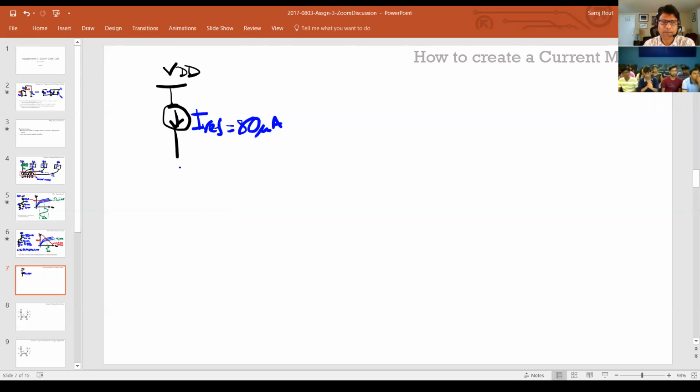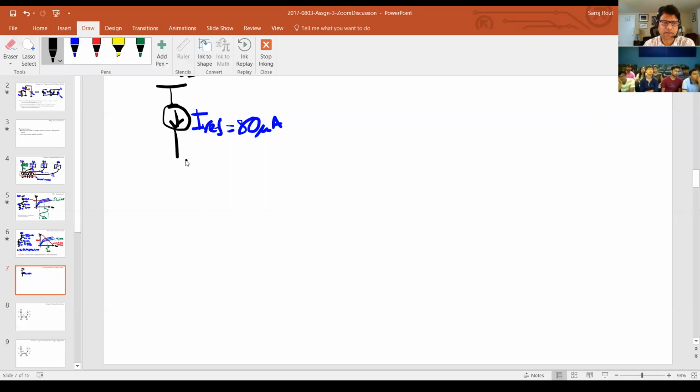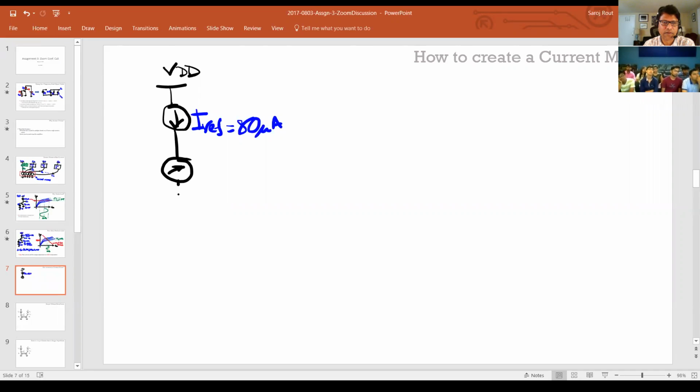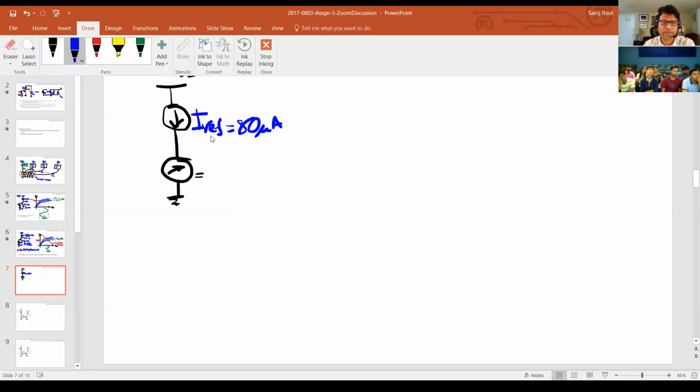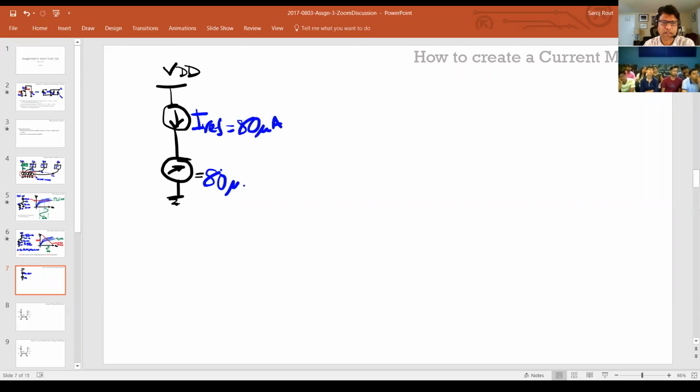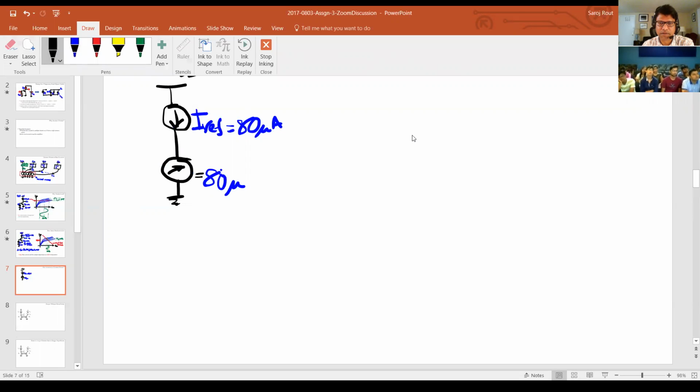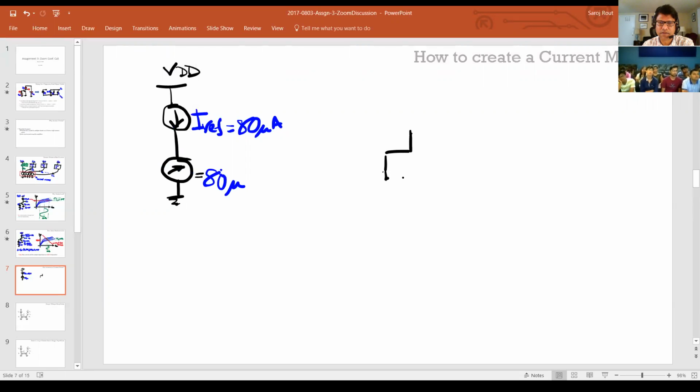If I need to copy it, the first thing I have to do is measure it. So I'll put something like an ammeter. This is more of an ideal case, like the current meters you have in the lab. If I put a current meter here, it will show that this current is equal to 80 microamps. This is usually a very low impedance meter: voltmeters are high impedance, current meters are low impedance. So I measure this, and then I give you a certain technology, an NMOS technology. Let's say this is your NMOS.